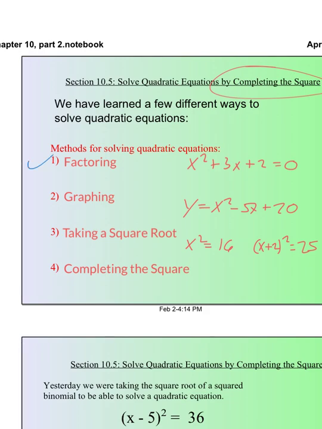The first method we've learned so far to solve a quadratic equation is factoring. We did that all of chapter 9. That's still going to be, as you go on in algebra and geometry and calculus, something you still use a fair amount, okay?